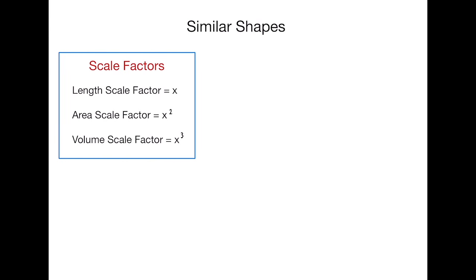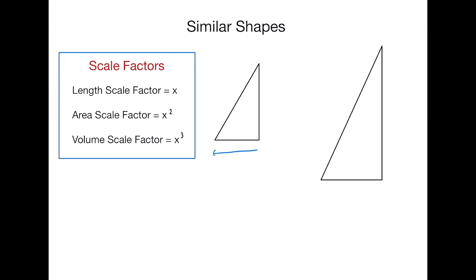Similar shapes next. So in the blue box, I've written the scale factors, the length scale factor, the area scale factor, and the volume scale factor. So let's do a rough idea for this one. Let's say we have two triangles. We know the length of this one is 3, the length of this one is 9, and let's say the area of this one is 81 centimeters squared. And we want to find out the area of the smaller triangle. Let's call them A and B.